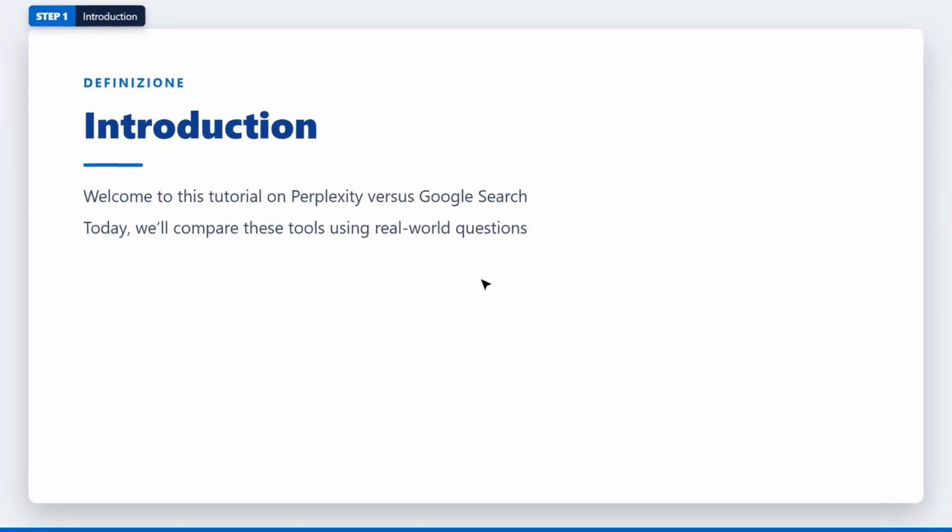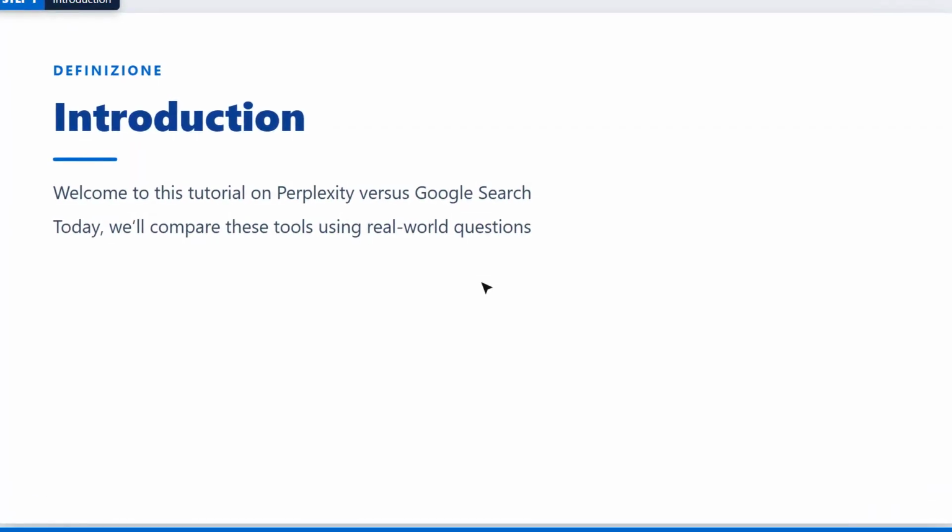Welcome to our tutorial comparing Perplexity and Google search. We'll explore how these tools handle real-world queries by looking at specific examples. For instance, if you ask both systems about the latest scientific breakthroughs in quantum computing, Perplexity might provide a summary of recent articles, while Google search would offer a range of links to detailed research papers and news articles.